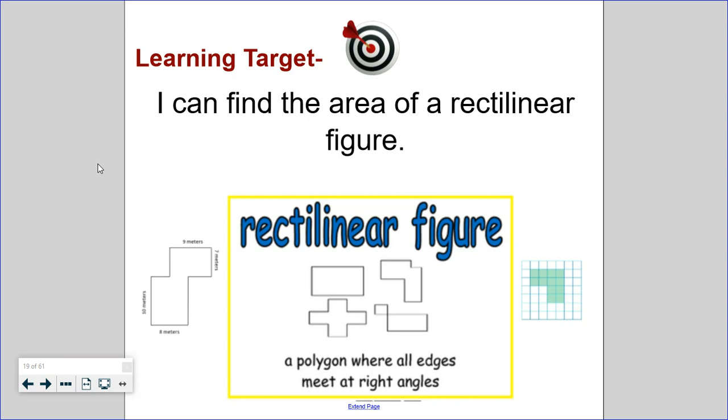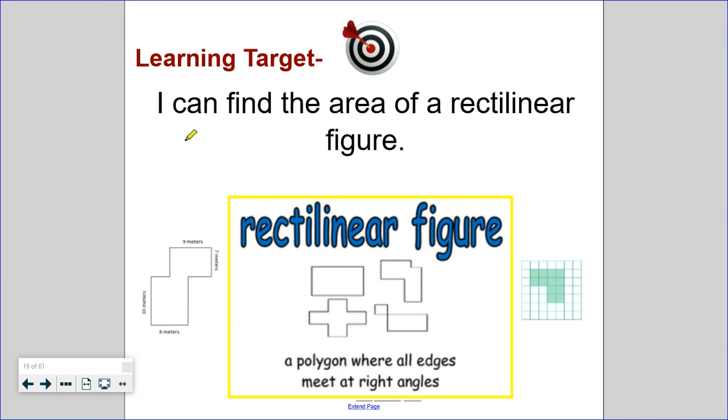Today we are doing lesson 3 of our area unit, and we're going to continue with what we did last time. We're going to find the area of rectilinear figures, but this time it's not going to be quite as easy. They will not have those grid squares inside that we can count, so we're going to have to use what we know about finding the area of rectangles.